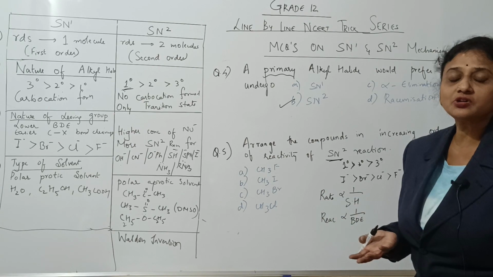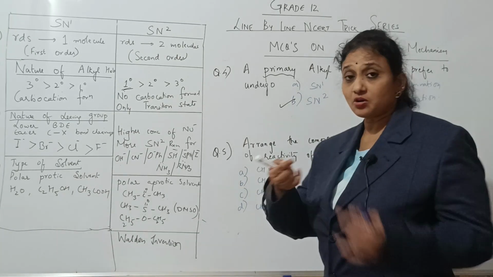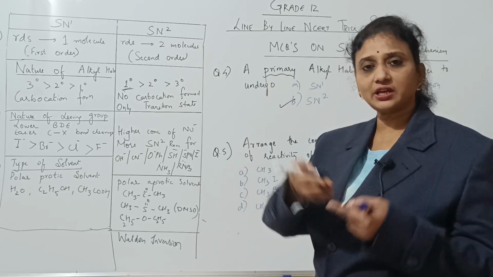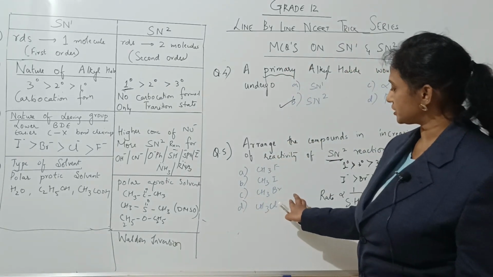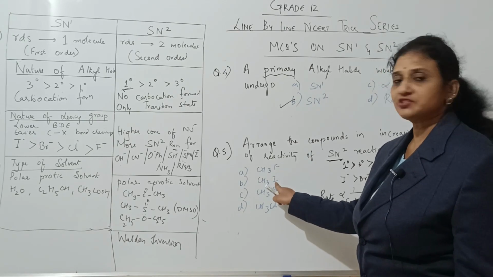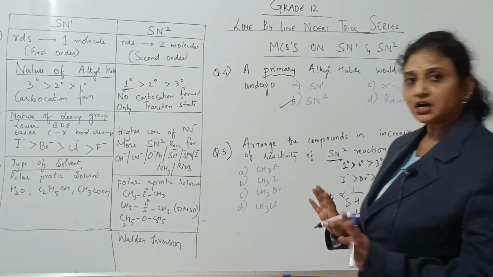In which case is the bond dissociation energy more? In case of RF, because the bond length is small, right? When the bond length is small, I require more energy to break the bond. So indirectly, if I have to tell you the order, I is first preferred, then comes Br, then Cl, then F.